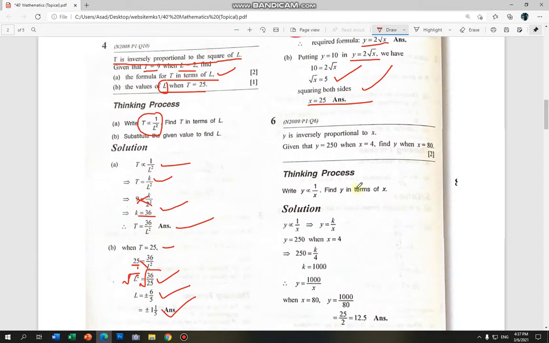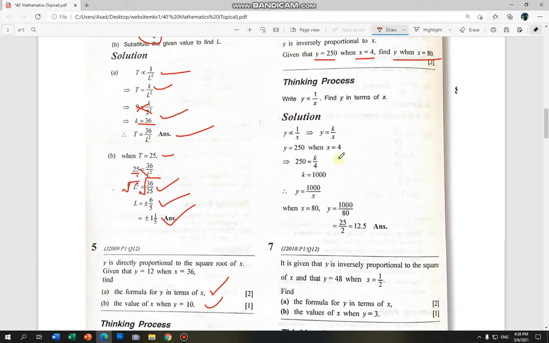Question number 6 is also very easy. Y is inversely proportional to x. Given that y is equal to 250 when x is equal to 4, find y when x is equal to 20. Write y is proportional to 1 over x, find y in terms of x.